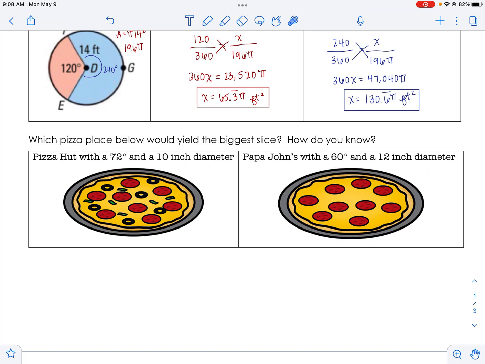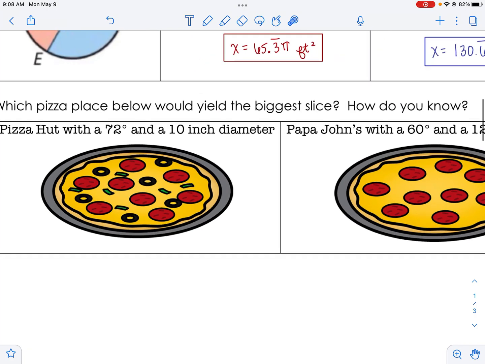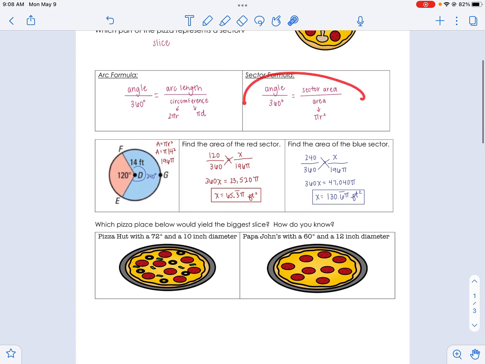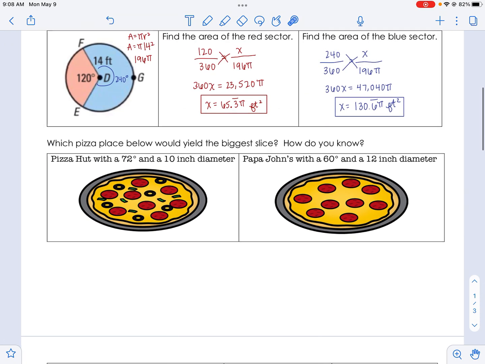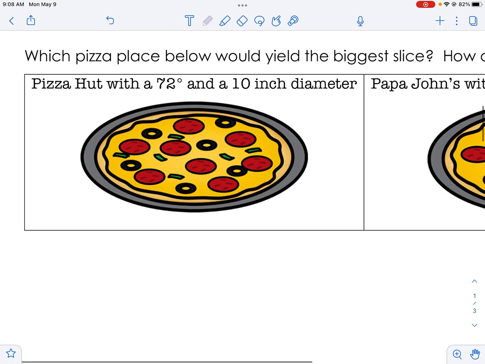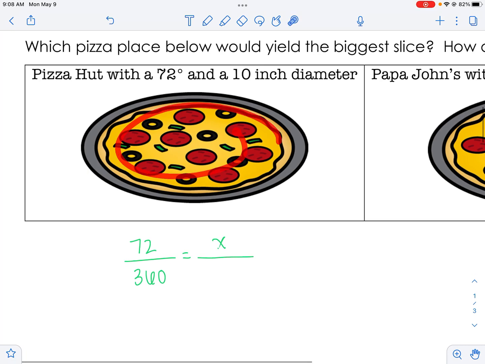So how are we going to figure it out? Well, we can find the area of each sector and then compare those. So sector area, if we go back to this formula right here, it starts out with the angle over 360 is going to be x over the total area, and then I'm just going to cross multiply. So if Pizza Hut has a 72-degree slice, that would be 72 over 360 equals x over, and then I need to do the whole. I need to find the total area of this pizza right here. So if the 10-inch diameter, that'd make the radius 5.